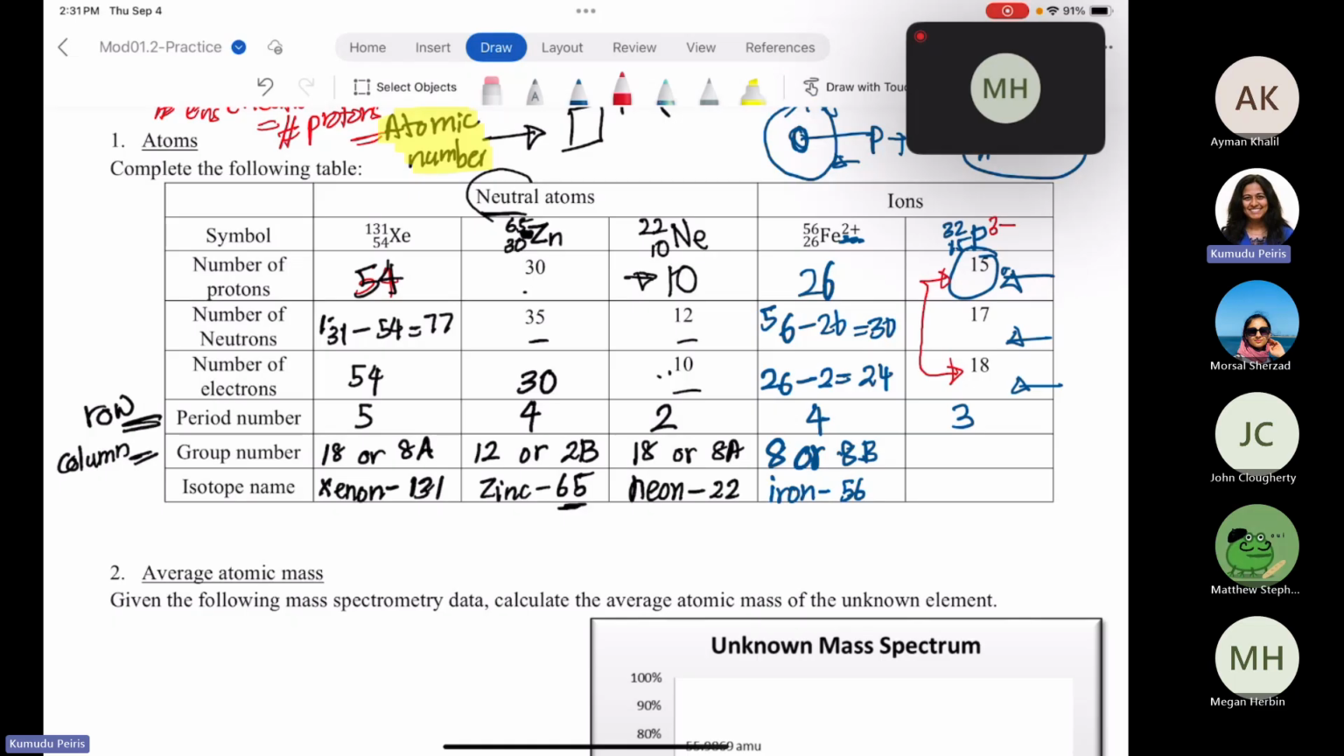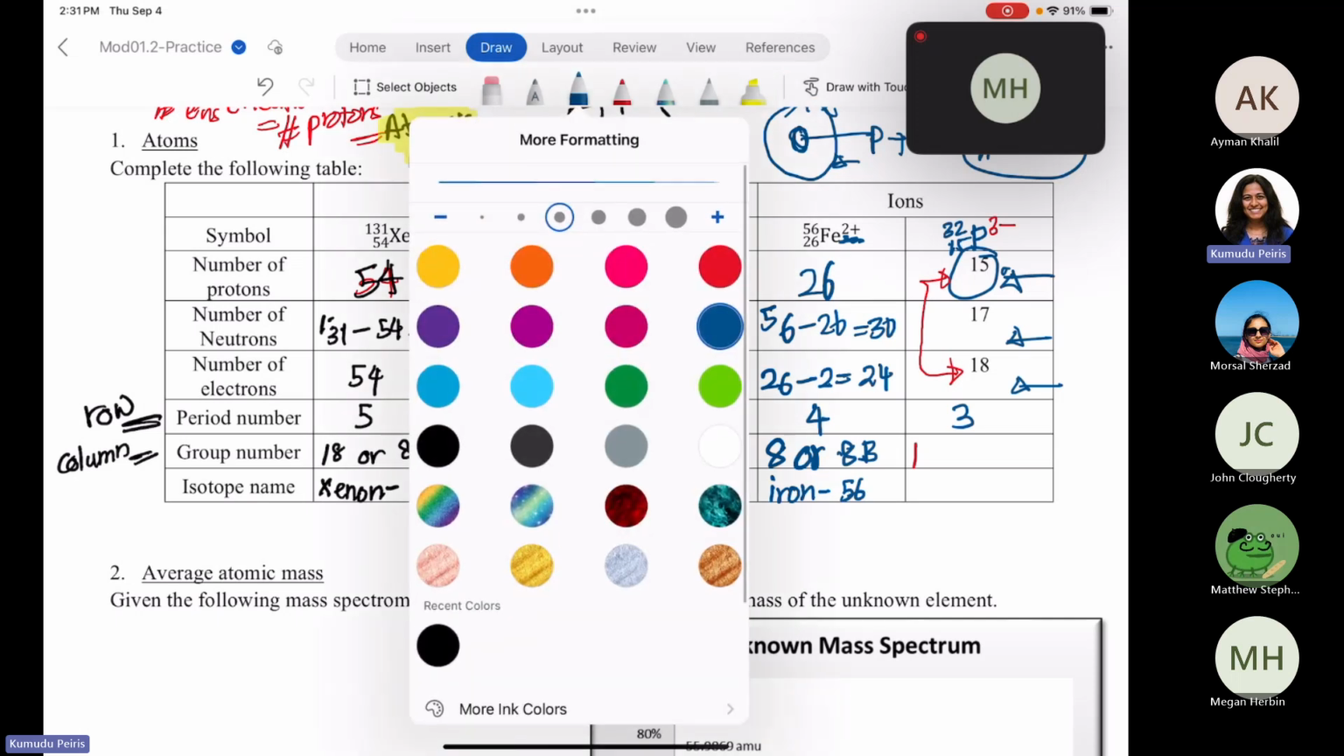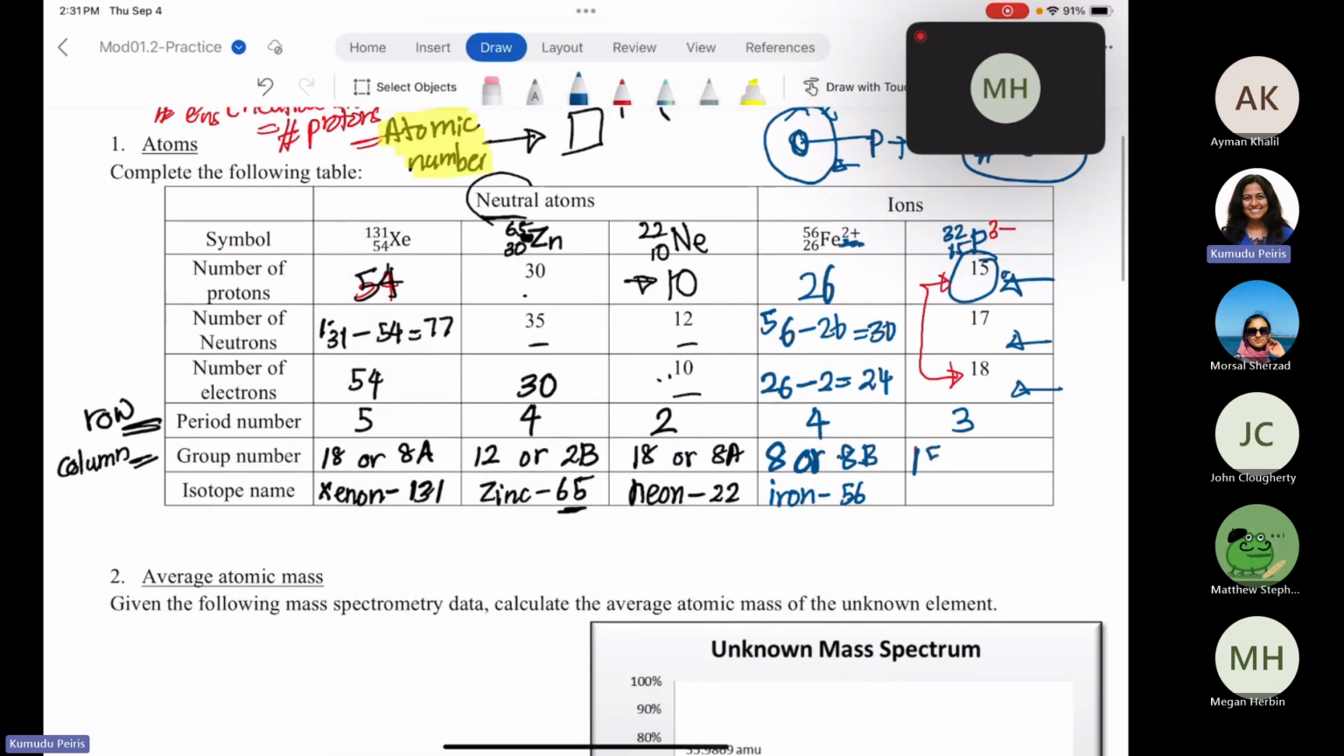Okay, so the group number for phosphorus is 15, 5A, and we can write the isotope as phosphorus-32. Do you have any questions for me?